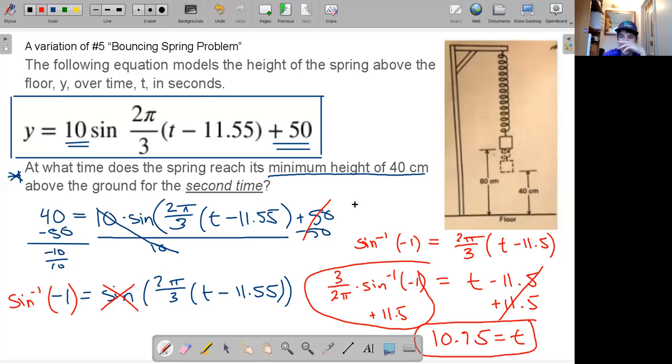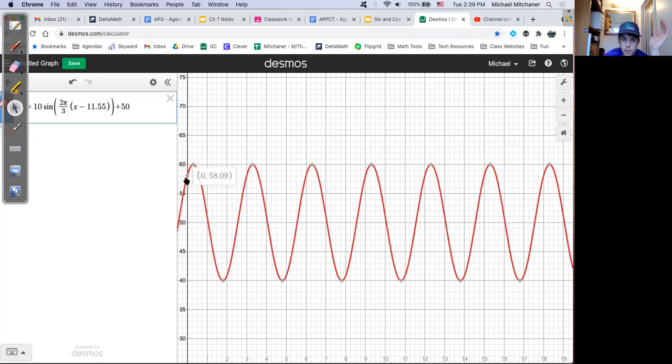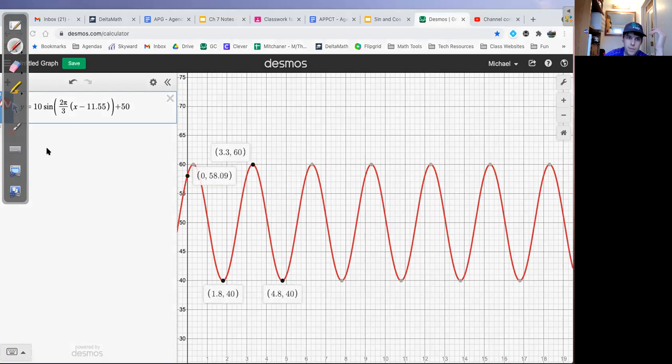Okay, so let's go ahead and examine this. We're looking for the second time that it reaches its minimum height. So again, let's go back to the graph. So here's where we're starting. So we don't care about anything over there. Starting here, it goes up to its maximum, down to its minimum. So that's the first time. Up to its maximum, down to its minimum. So here's the second time. So the answer we got of 10.75, t equals 10.75, that's not the answer. The answer that we really needed for this problem was 4.8 seconds. That's when it reached it for its second time.